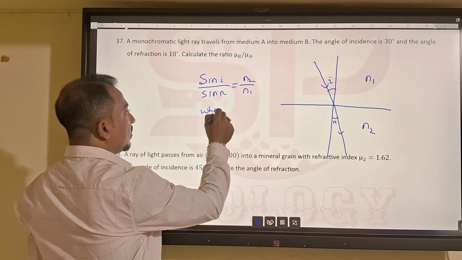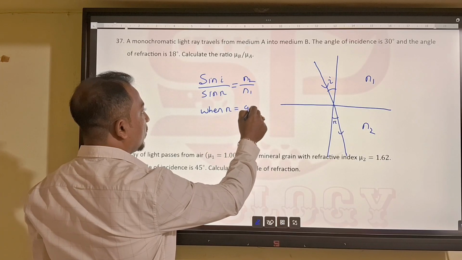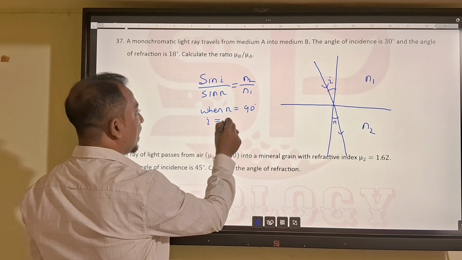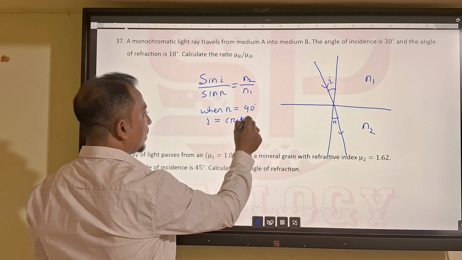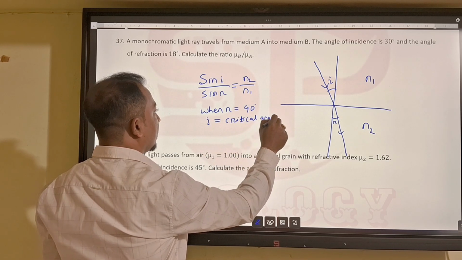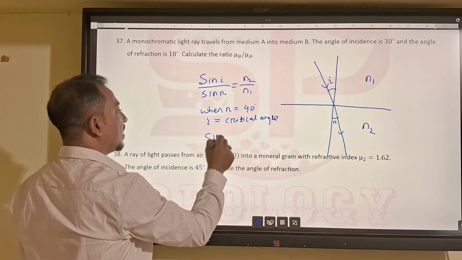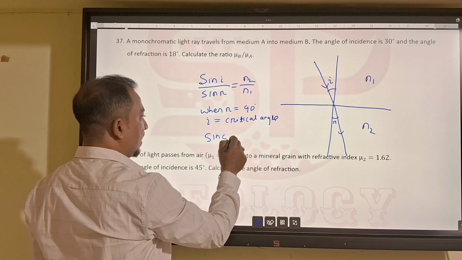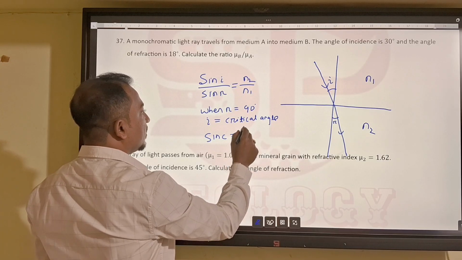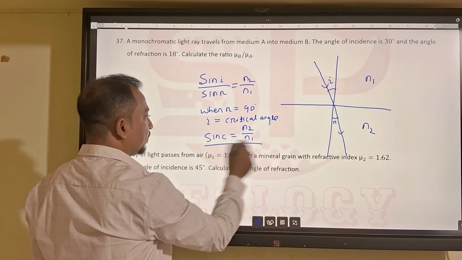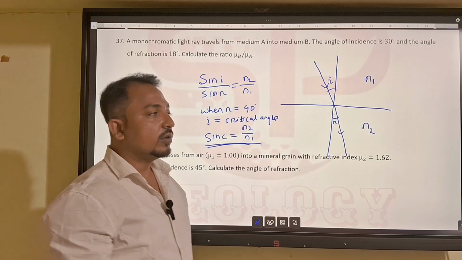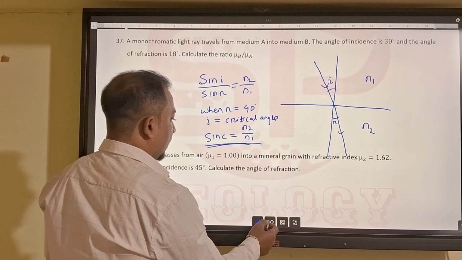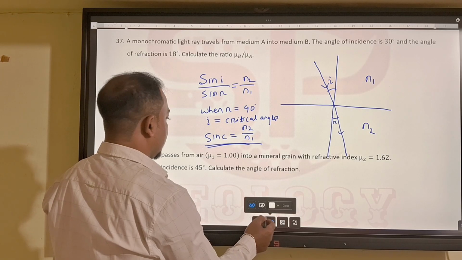When r is equal to 90 degrees, in that case i is called your critical angle. In that case you can write sin C, that is the critical angle, equal to n2 by n1. So first we'll try to solve this question on the basis of this formula.